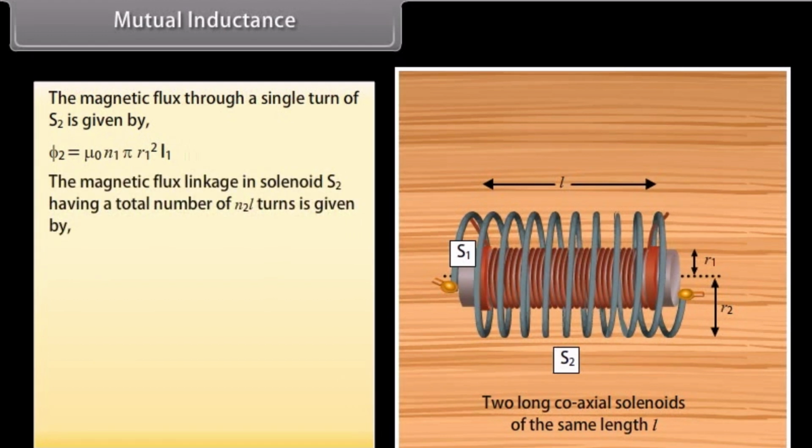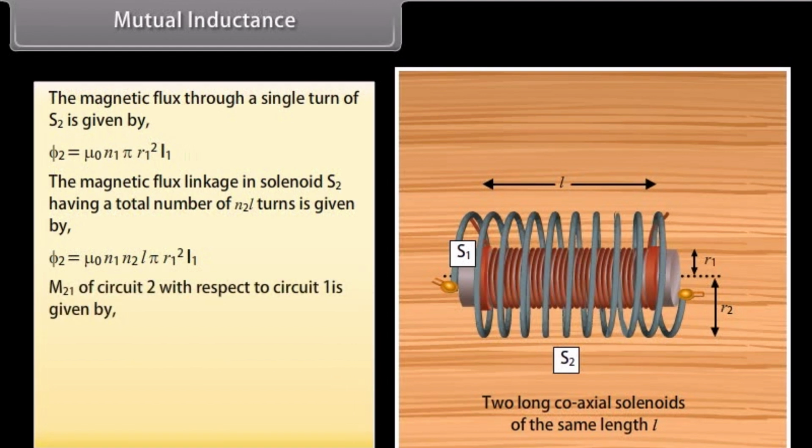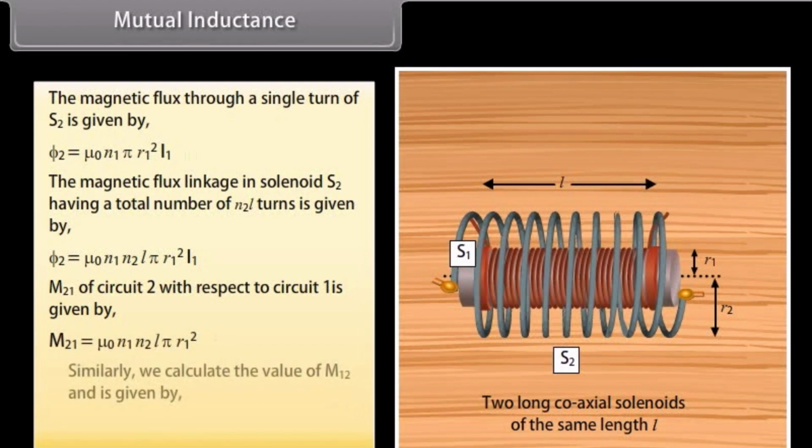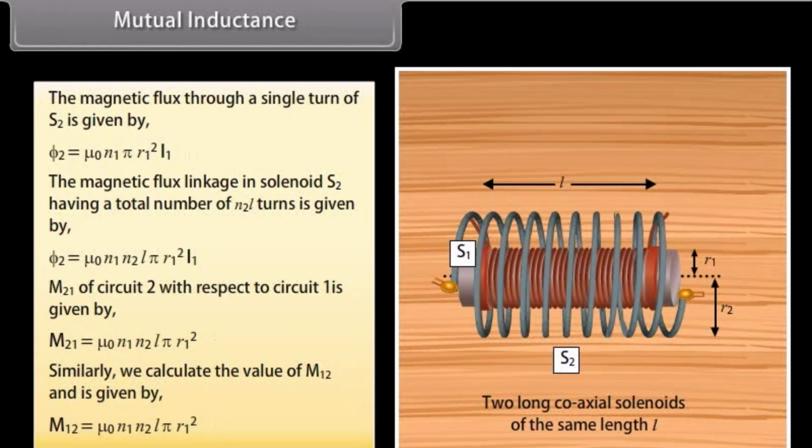The magnetic flux linkage in solenoid S2, having a total number of N2 L turns, is given by mu naught N1 N2 L pi R1 square I1. The mutual inductance M21 of circuit 2 with respect to circuit 1 is given by mu naught N1 N2 L pi R1 square. Similarly, we calculate the value of M12, and it is given by mu naught N1 N2 L pi R1 square.